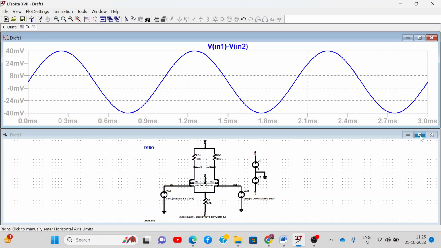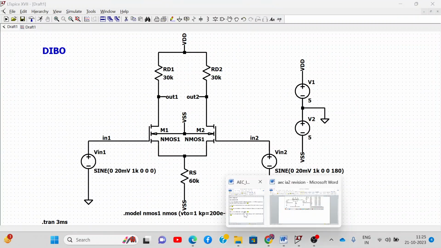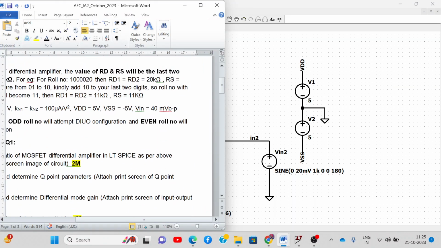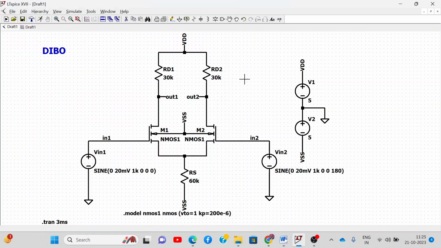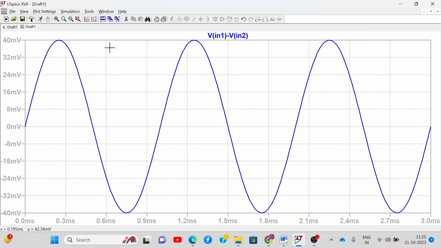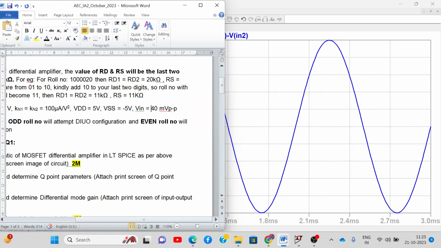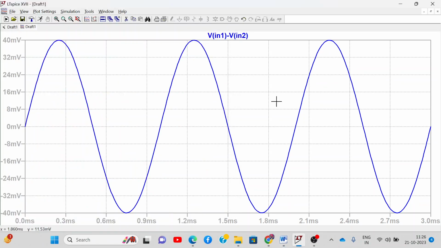Alright. Now what was given to you? That you have to take V in as 40 millivolt peak to peak. Okay. So here it is coming 80 millivolt peak to peak. So is it fine? Yes, it is fine. Because your one input is 40 millivolt, the other input will be minus 40 millivolt because of the phase difference. So this is absolutely fine. Okay, so this is my input. Any problem in this?